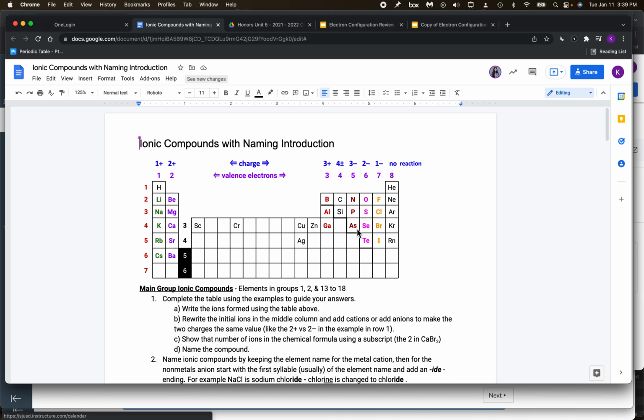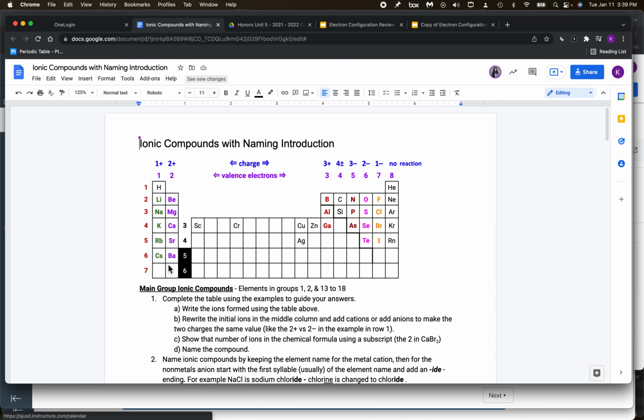On Tuesday, we did a worksheet on naming, 5-5. So this is a really brief introduction to naming. You're supposed to use these charges. You don't have to memorize anything.